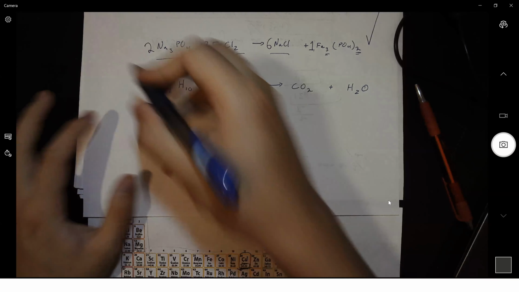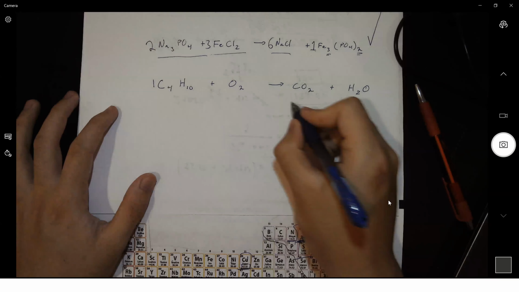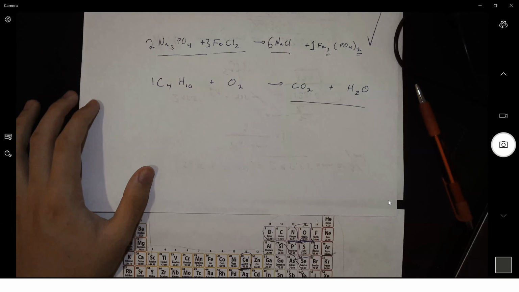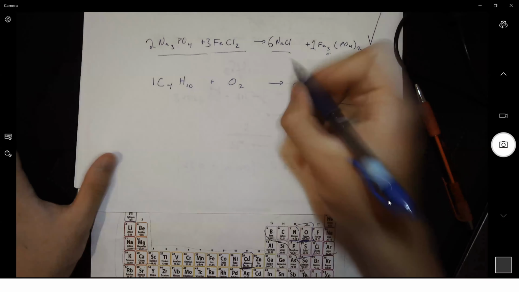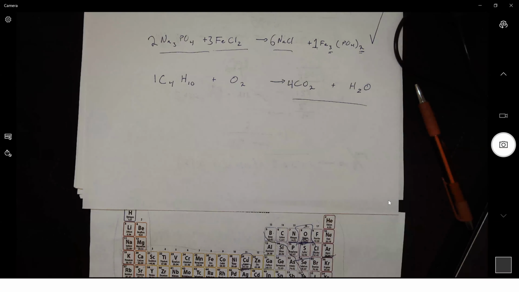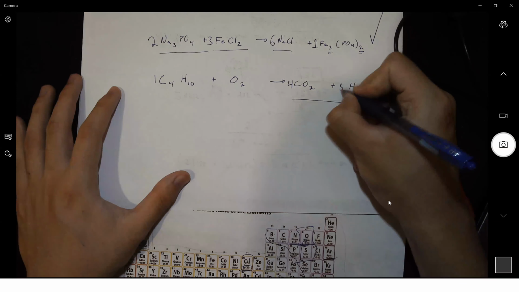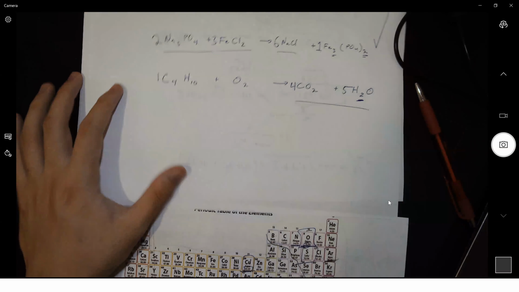Let's just put a 1 here. Can someone tell me what we should put here? Now we can ignore oxygen for now. Because ignoring oxygen, what should we put there? And 5, right? You have to be careful. There's a 2 here. Okay, so far so good.